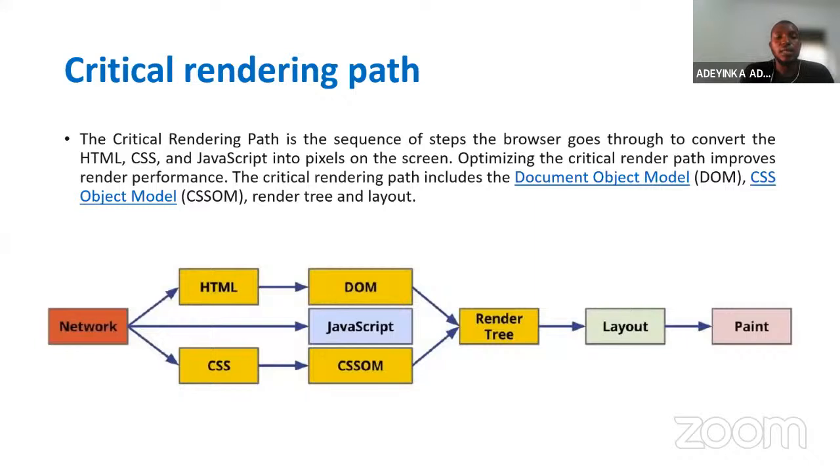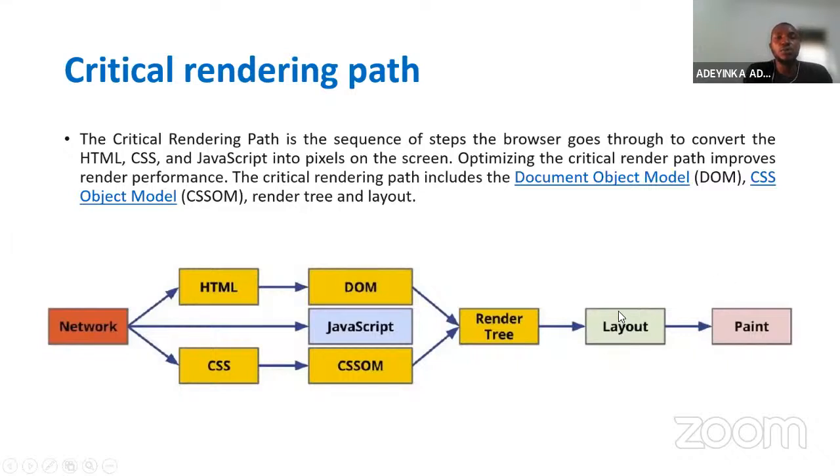Because JavaScript can as well modify the document object model and CSS. So then your render tree gets formed, then the layout of your page too. Then after the layout is formed, the painting of the page starts. So if you use the network tool, you can use that to trace when the first paint of your content happens. So it's a very good concept.